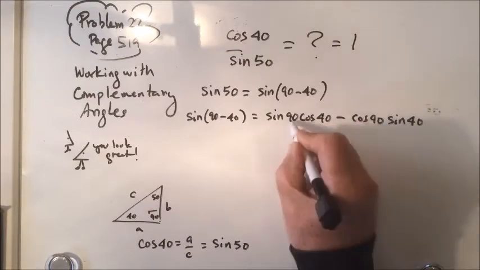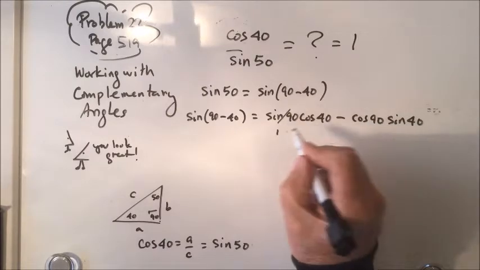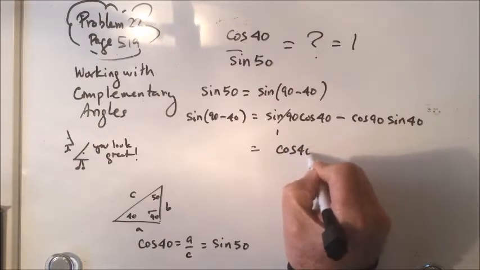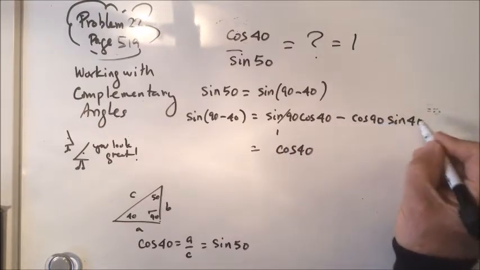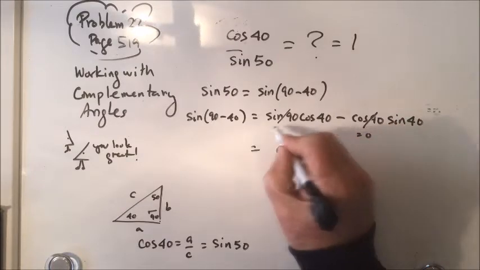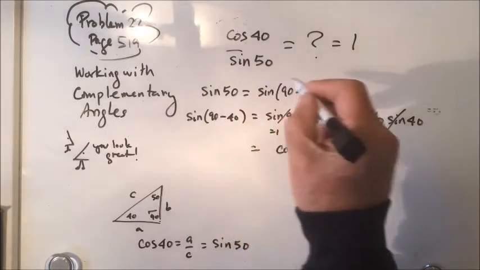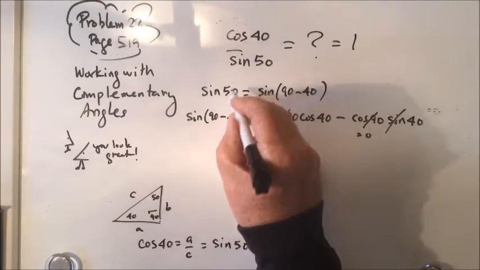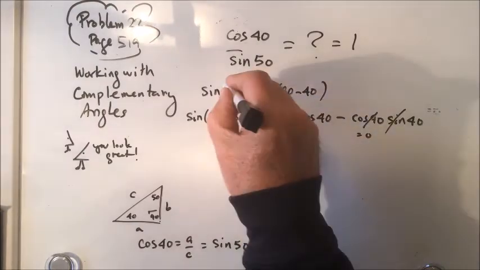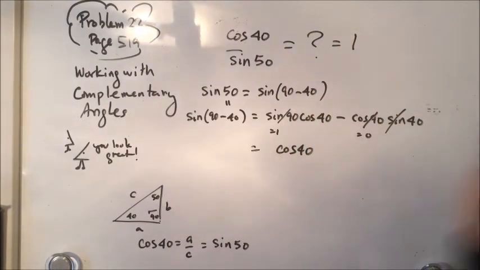And let me run through this. What is the sine of 90? At pi over 2 and 90 degrees, sine is equal to 1, so this becomes cosine 40. And minus cosine 90, cosine 90 is equal to 0, and so this term goes away. Indeed, the sine of 50 degrees is equal to the sine of 90 minus 40, which is equal to cosine 40. Sine 50 is equal to cosine 40. That thing's equal to 1.